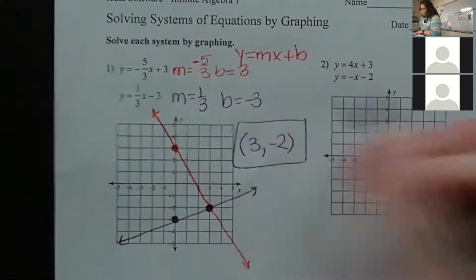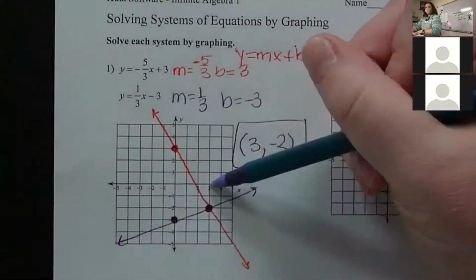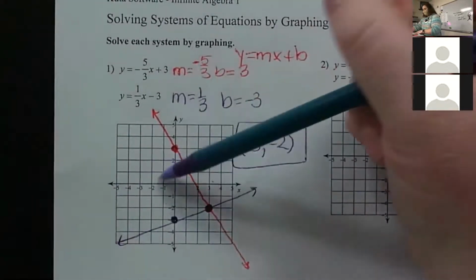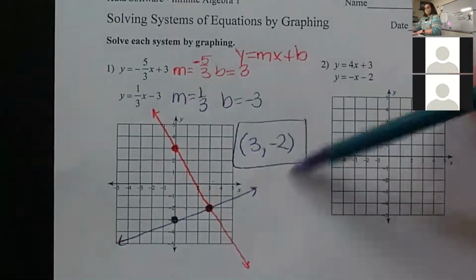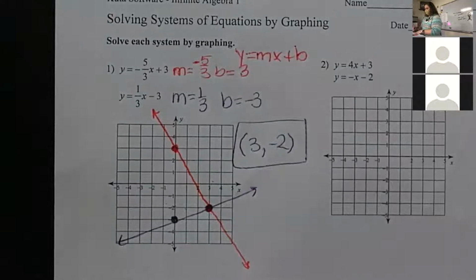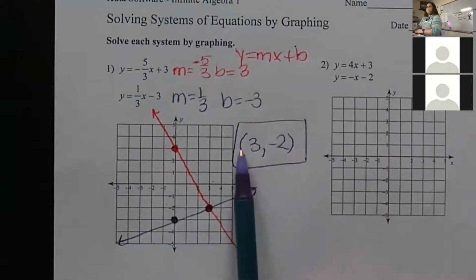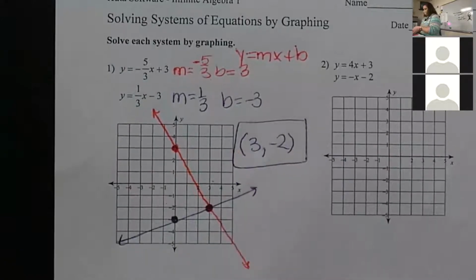What I am worried about is that you're going to write negative 2, 3. You're going to do it in the wrong order. Remember, x, y. So that's 3, negative 2. In alphabetical order. Yep, just like the alphabet. You go x and then y. Okay, I need to see the solution in order for you to get credit. Okay, so let's try number 2.